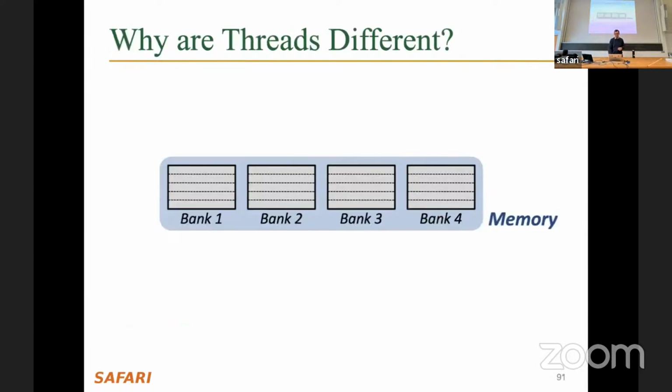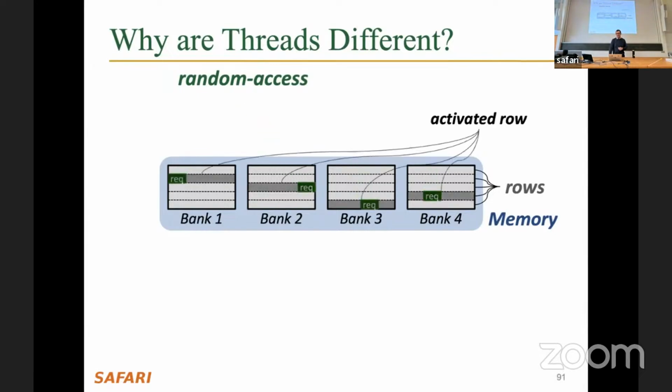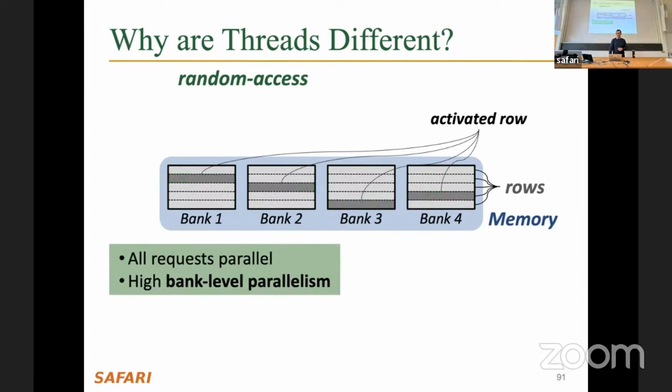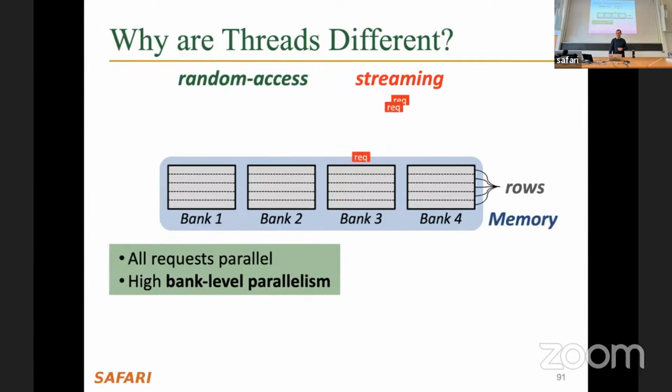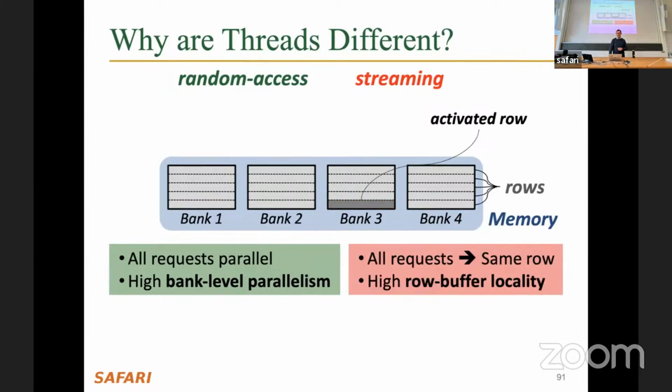I'm going to show this again. This is relatively old news for you, but a random access thread essentially looks like this. It has high bank level parallelism. All requests are hopefully parallel. The streaming thread on the other end looks like this. It has high row buffer locality. And as a result, if you prioritize it, the random access thread gets slowed down a lot. So this is what happens if they're scheduled at the same time and you prioritize a streaming thread.